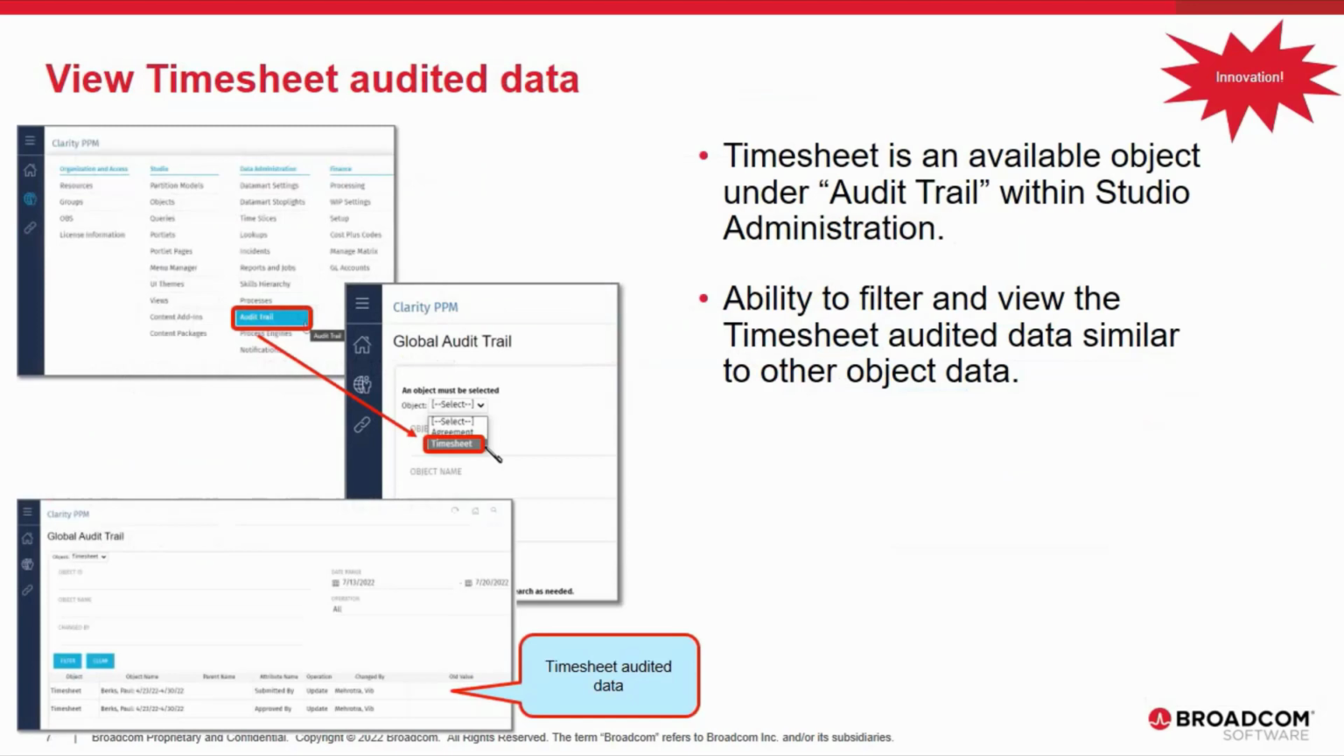Once the timesheet attributes have been enabled for audit, you can view the audit data just like the other object audit data, in the same location, which is under the administration audit trail. Once you go there, you can see which objects have been enabled for audit, and timesheet should be listed there, and then you can see the actual data and the attributes just like other object attributes. So the audited data will be available under the global audit trail.